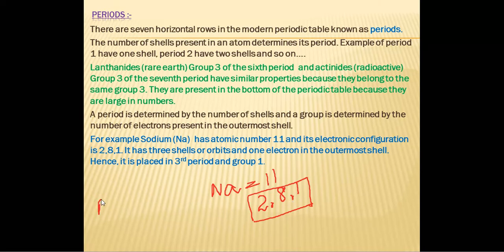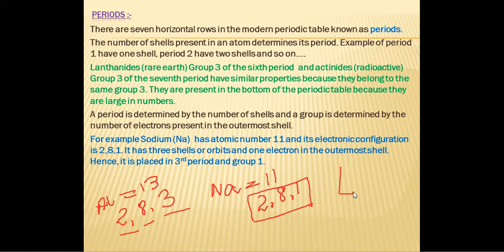Suppose we take the example of aluminium. Atomic number of aluminium is 13. What will be its electronic configuration? 2, 8, 3. It also has 3 shells: first shell, second shell and the third shell. So aluminium is also present in the third period.